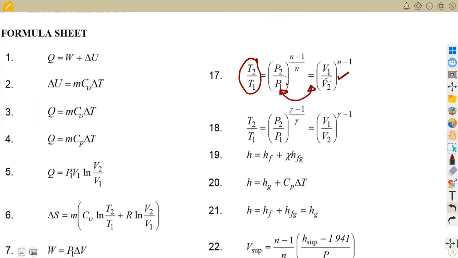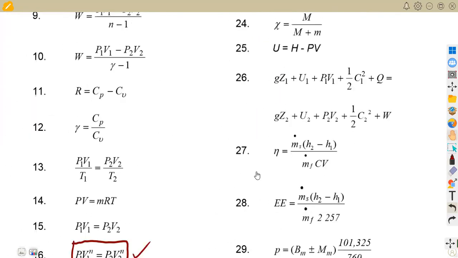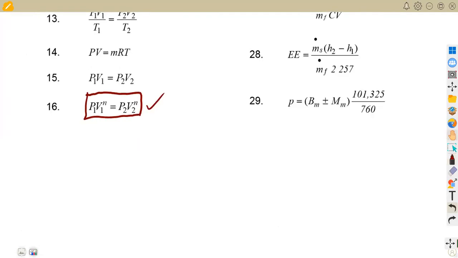They are equal. As you can see, n minus 1 and n minus 1 will cancel. We remain with 1 over n. So you can even use that one if you want, all right? So as for me, I'm just going to take this one, which is the easiest, the simplest formula here. P1 V1 is equivalent to P2 V2 to the exponent of n. So let's play around with that one and see what is going to happen.